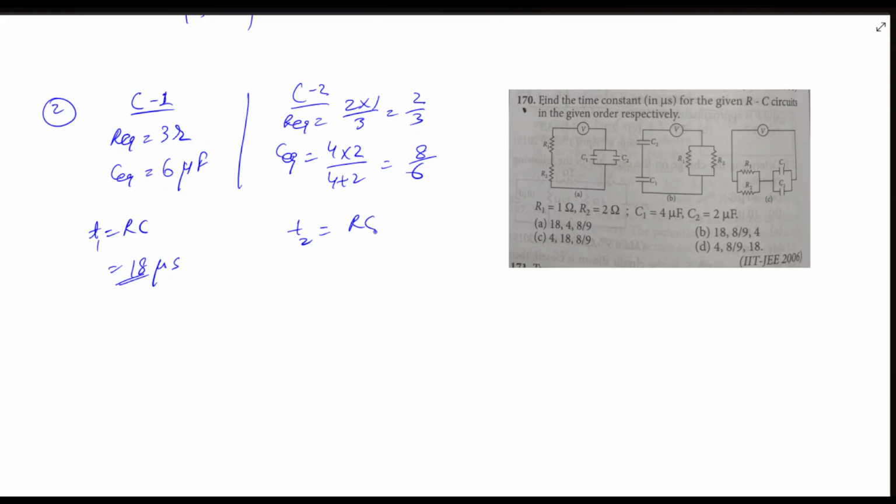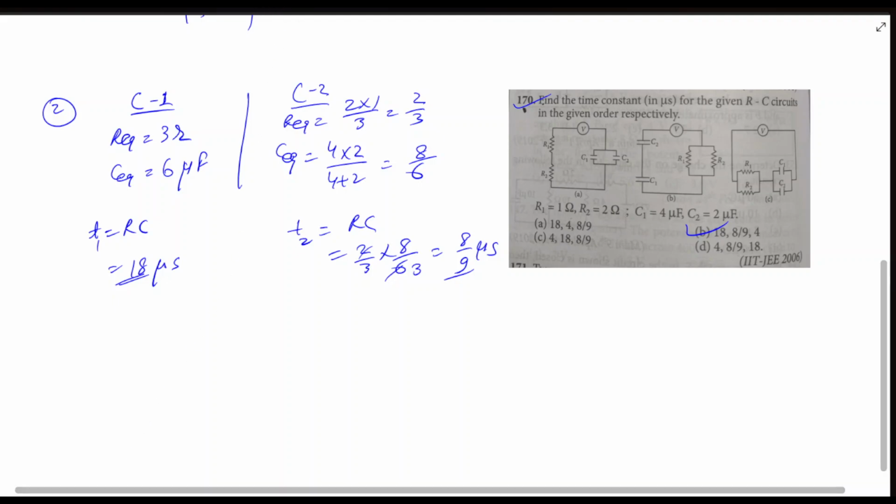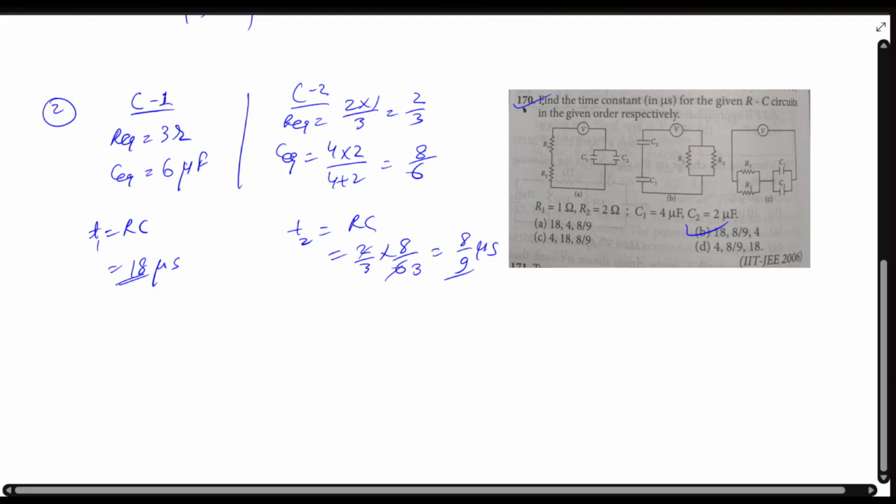Now the time constant for the second is RC. So it will be 2 by 3 into 8 by 6. So this will be 3 and we'll get 8 by 9 microsecond. So B option is correct, right? Okay, let's move on to our third question.